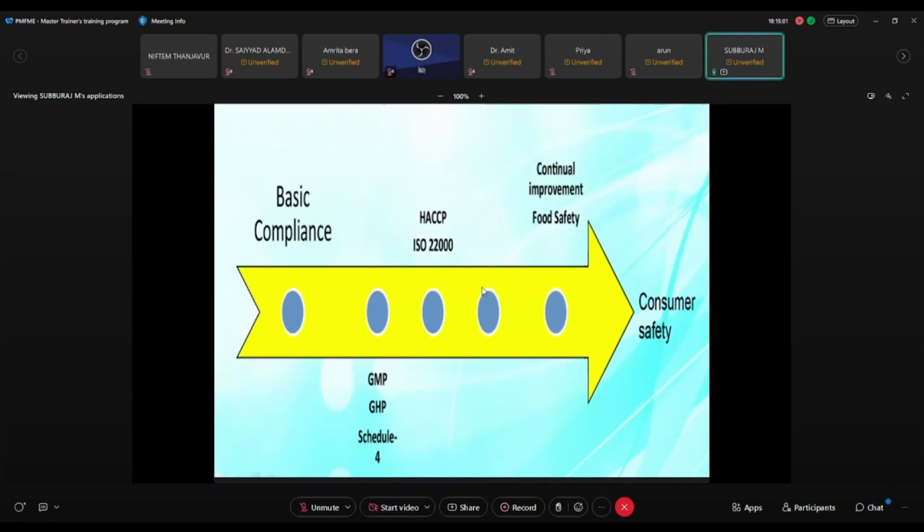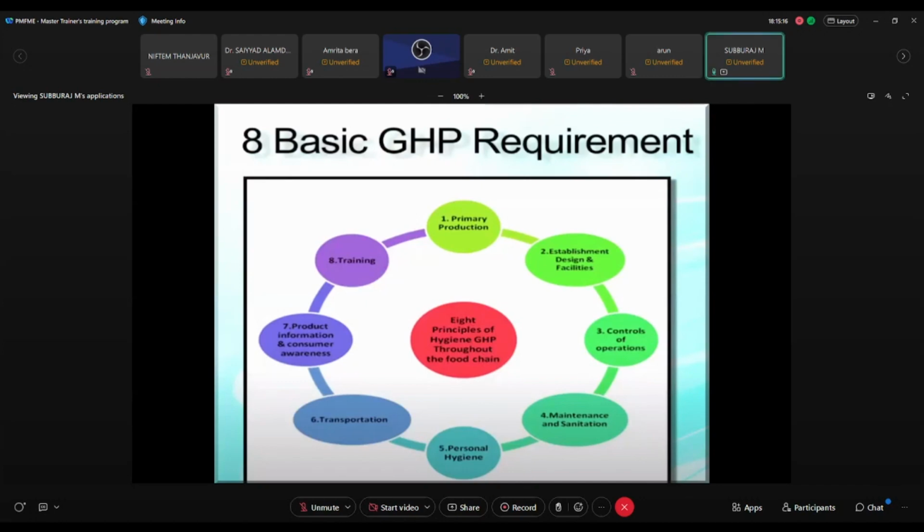For a good manufacturing brand, we have to adopt the best method available now. This leads to consumer safety, which is suitable for the consumers. Okay, so let us see one by one. I already told that good hygienic practice is a basic requirement. This is the fundamental before going for HACCP.